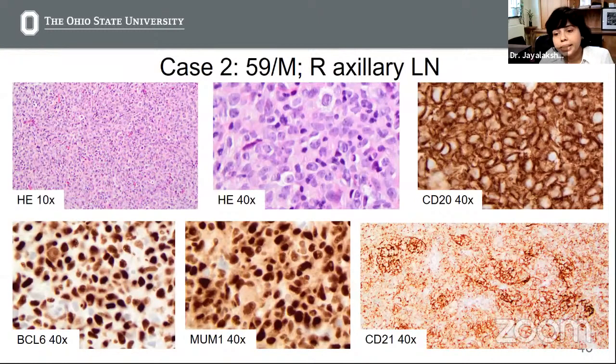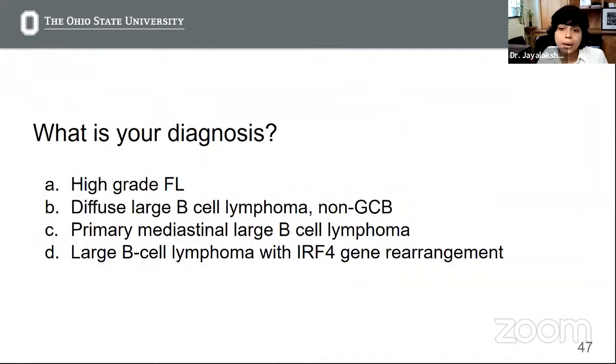Then the next bonus case is a right axillary lymph node excision from a 59-year-old male. This is a recent case I got. And here again, there is a diffuse infiltrative large cells. There is pleomorphism. They are CD20 positive, BCL6 positive, MUM1 positive. They were CD10 negative. And CD21 shows again a little bit of disruption, but there are FDC meshworks throughout the lesion. So here, what's your diagnosis? Is it a high-grade follicular lymphoma, diffuse large B-cell lymphoma, non-germinal center B-cell type, primary mediastinal large B-cell lymphoma, or large B-cell lymphoma with IRF4 gene rearrangement? Please have the poll, please.